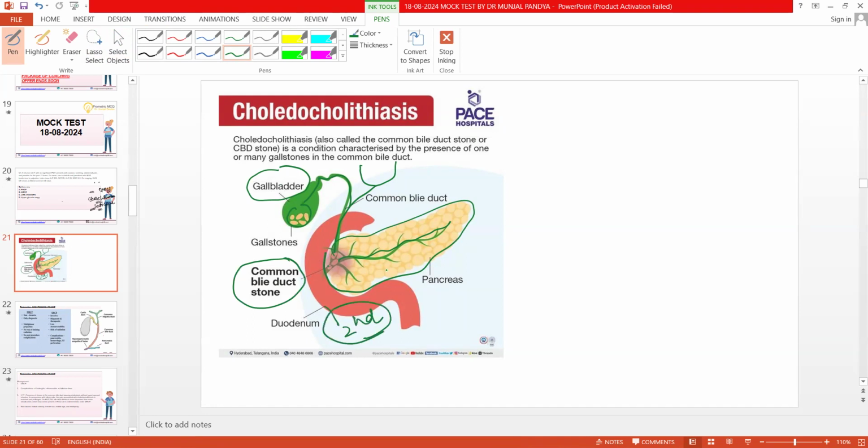That's it. So simple. So how do they enter the scope? From the mouth, it goes up to the esophagus, stomach, and duodenum. And from here, they enter the scope and remove the stone. While you are maneuvering, you may injure the common bile duct, you may injure the pancreatic duct, you may perforate. These are the complications of ERCP, right? So that you need to keep in mind.